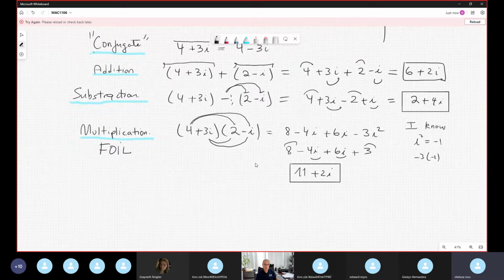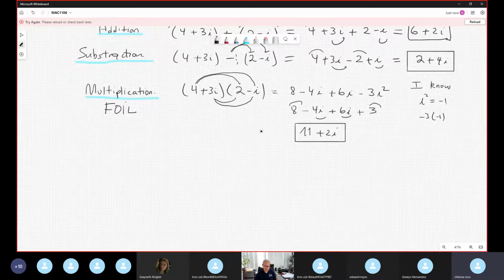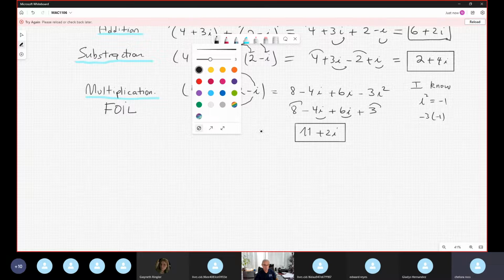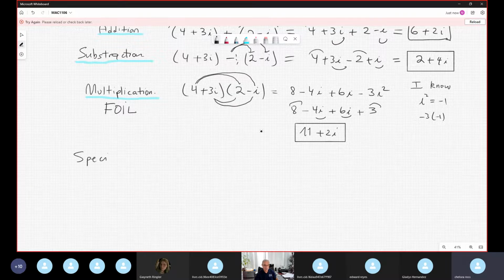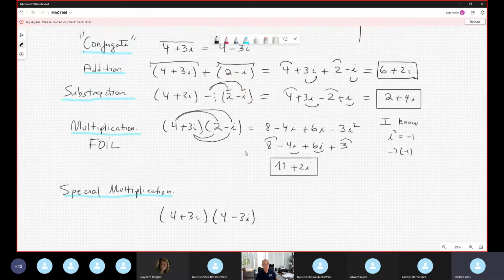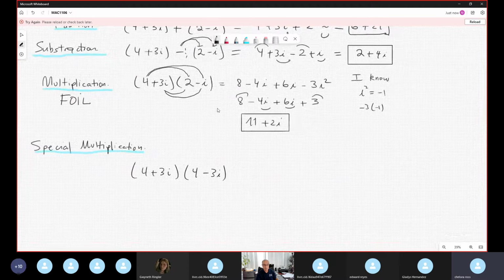Now, I want to explain one particular example, very interesting, because frequently we are using this: a special multiplication of any complex number. I have no idea what is special, but I want to discover what is special. It is when you multiply any complex number times its conjugate. Remember, the conjugate is the same number, but the imaginary part has the completely opposite sign. Let me try to do it by FOIL again.